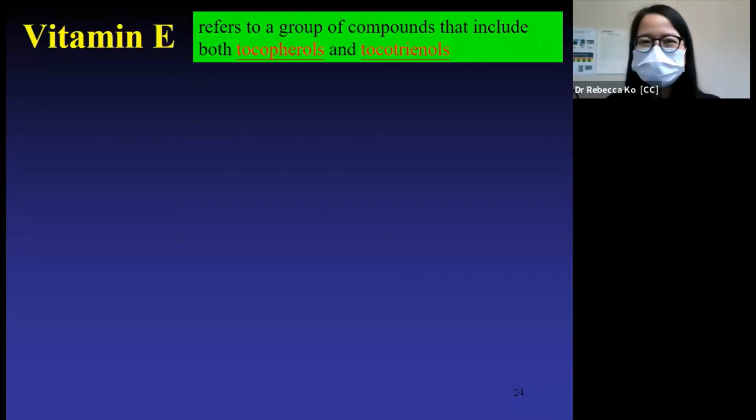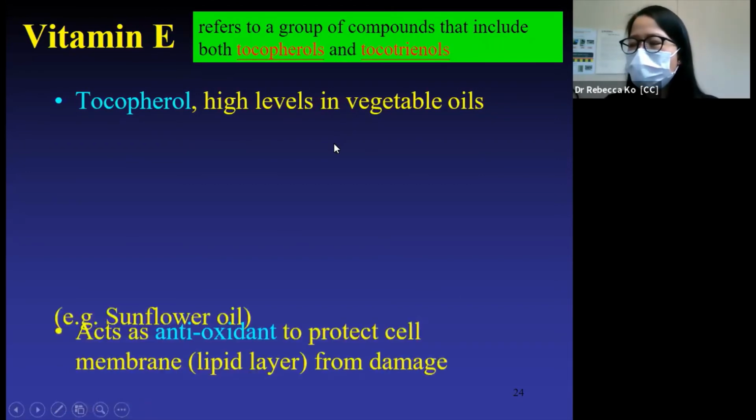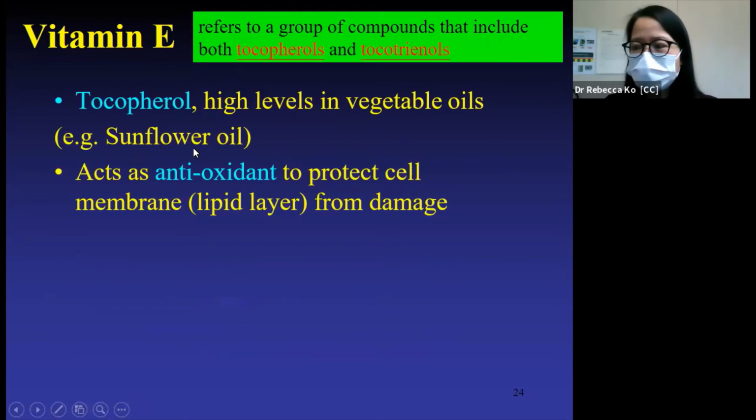Apart from vitamin D, the third one is vitamin E. Vitamin E refers to a group of compounds that include two chemicals. One is tocopherols and the other is tocotrienol. Tocopherols is the main part. It's found in high levels in vegetable oils, for example, sunflower oil. It acts as an antioxidant to protect the cell membrane. That's the main function of vitamin E.